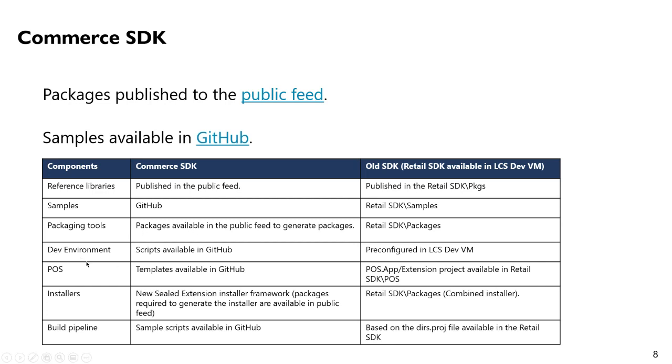And then the next difference is the dev environment. There are currently some scripts available in the GitHub sample repo to automate your dev environment setup process. Basically, we created an F5 experience, so when you press F5, it will deploy the environment for you. For example, you might say, I don't want the LCS VM because of cost, or because it's too much time to set up and update. I want to do everything on my local VM. Can I do that with the new Commerce SDK?